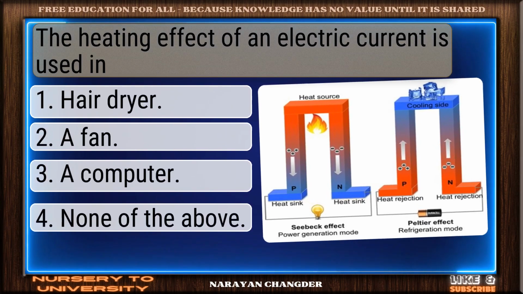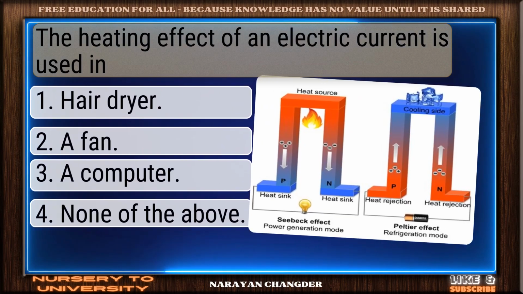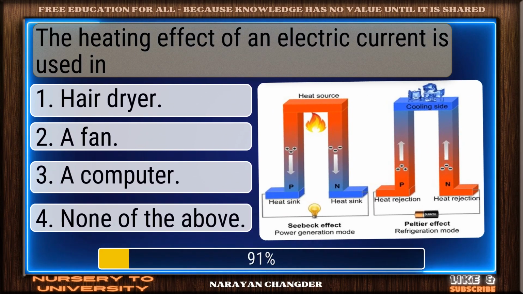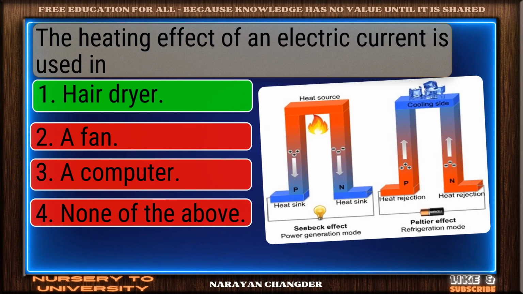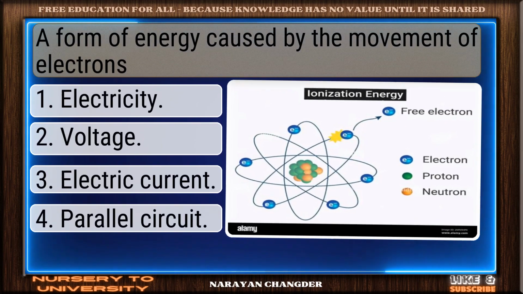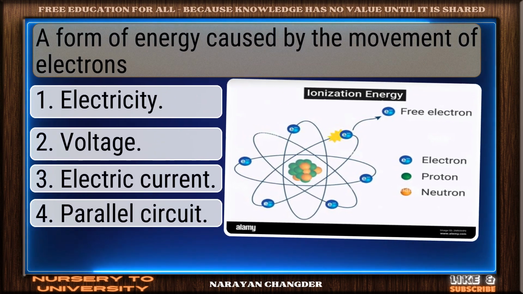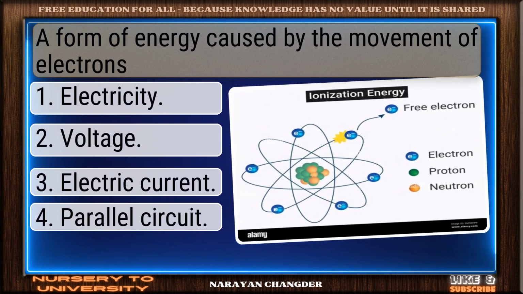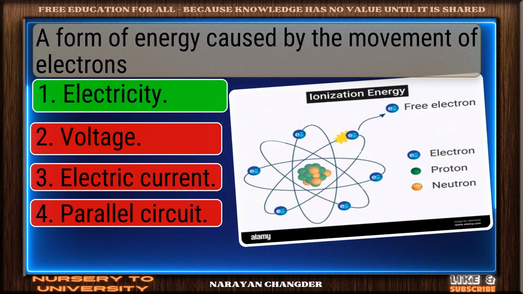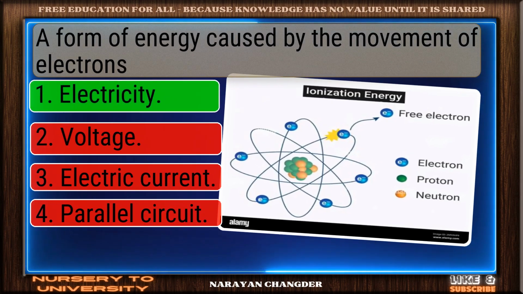Question number 15. The heating effect of an electric current is used in. Correct. Hair dryer is the right answer. Question number 16. A form of energy caused by the movement of electrons. On track. Electricity is the correct answer.